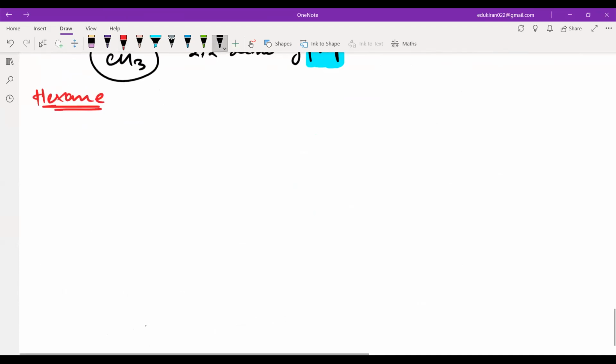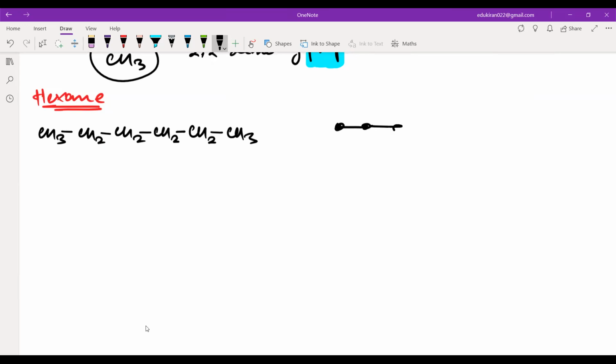Hexane ke liye dekhiye. So it will start with simple CH3, CH2, CH2, CH2, CH2, and CH3. I just want to write bonds 1, 2, 3, 4, 5, 6. Okay, so simple one. Then I will reduce the chain length 1, 2, 3, 4, 5. We have got 5 now.